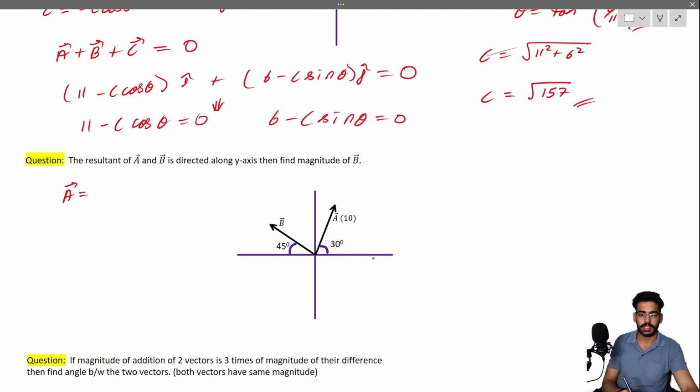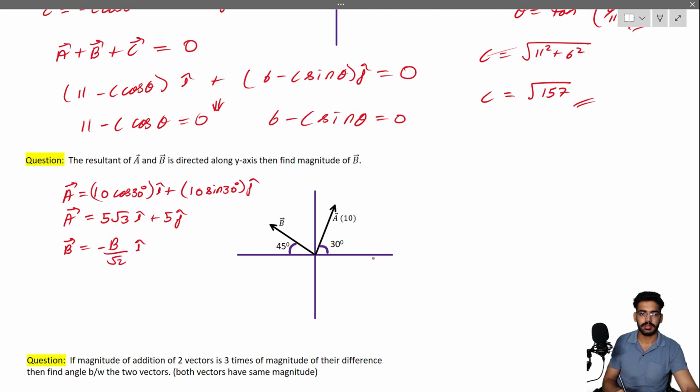That's all. So A vector, if you write down, you have 10 cos 30 i cap plus 10 sin 30 j cap, right? So A vector is going to come how much? 5 root 3 i cap plus 5 j cap. Okay, and similarly B vector, if you write down, angle is given, right? So this is going to come b by root 2 i cap and plus b by root 2 j cap.